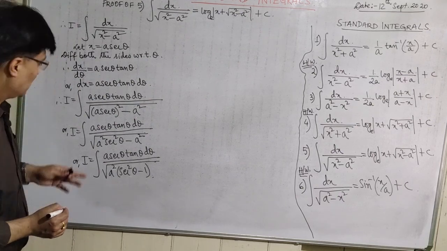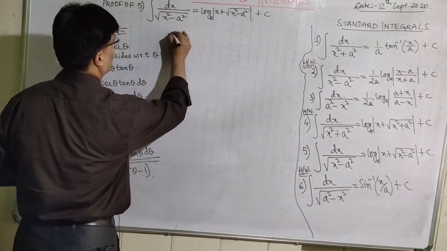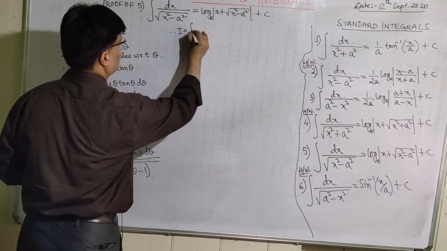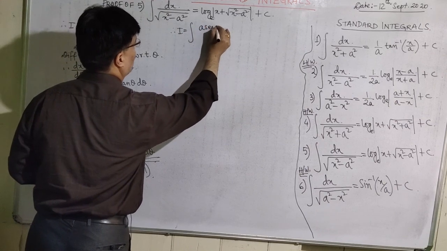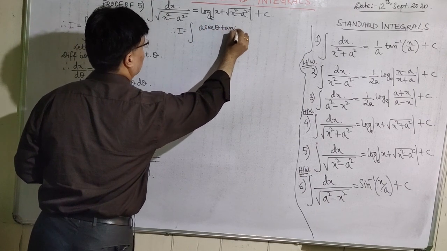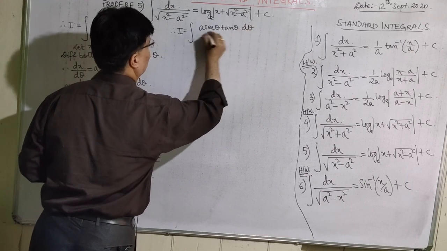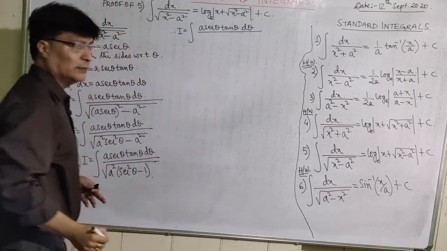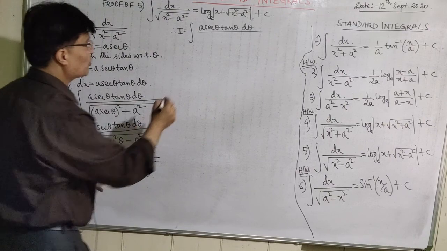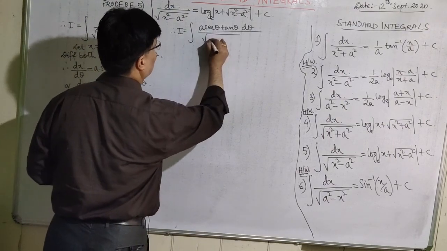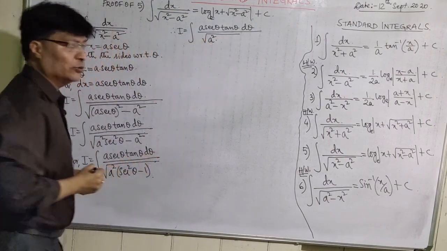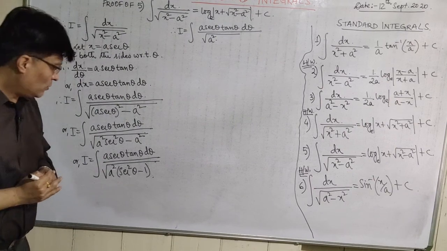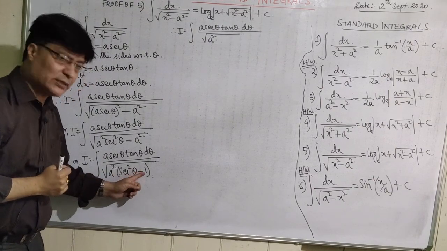So now let us simplify it again. Therefore I is equal to integration of a sec theta tan theta d theta divided by, now within square root you can write a square into, and now what is the formula for sec square theta minus 1?